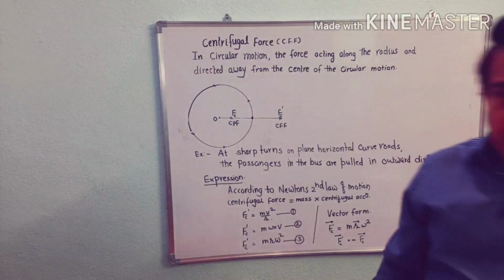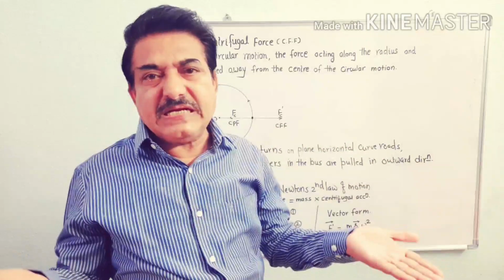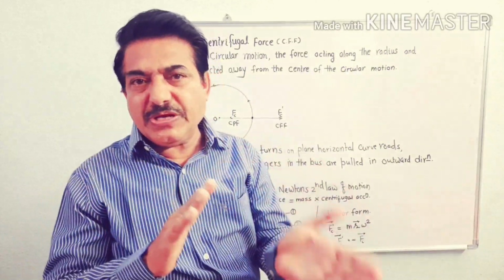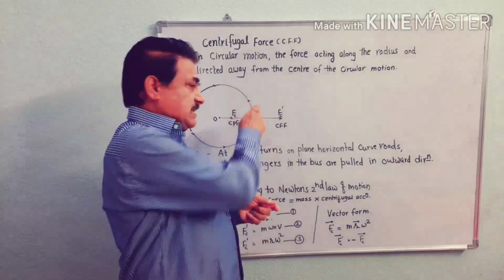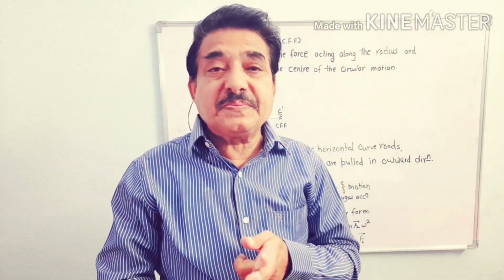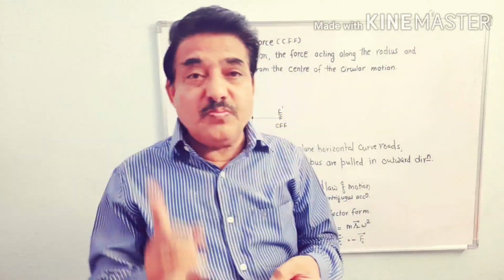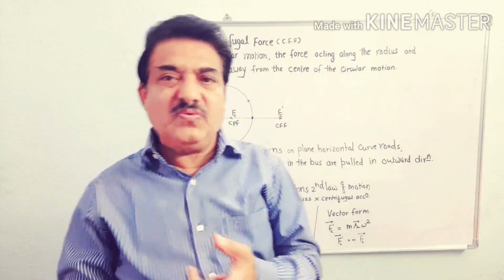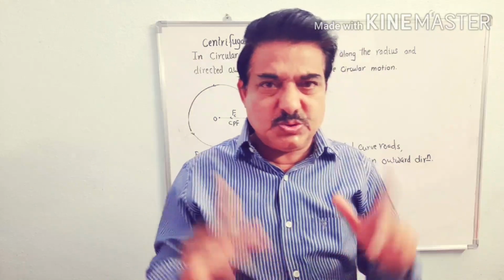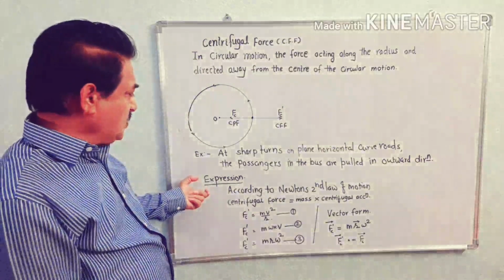So, the tendency of a centripetal force and the tendency of a centrifugal force are opposite to each other. Centripetal force always tries to keep the body in a circular motion, whereas centrifugal force always tries to make a body free from the circular motion. So the tendency of centripetal force and centrifugal force are opposite to each other.